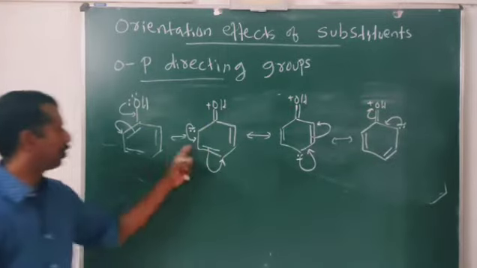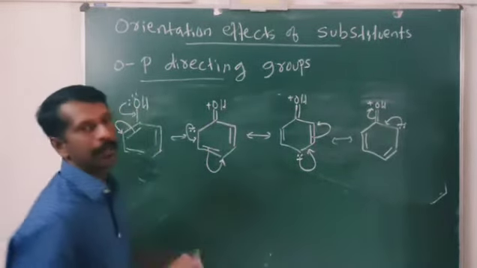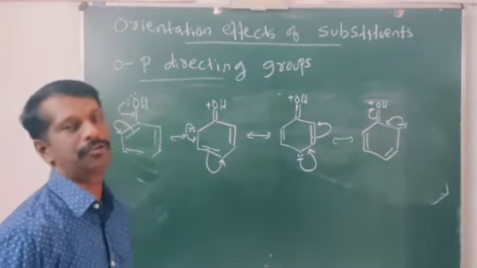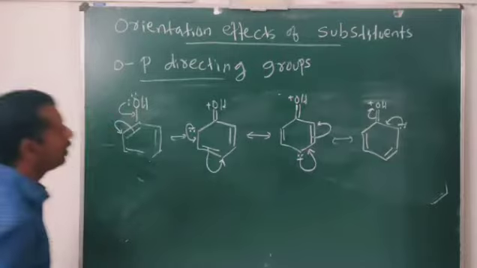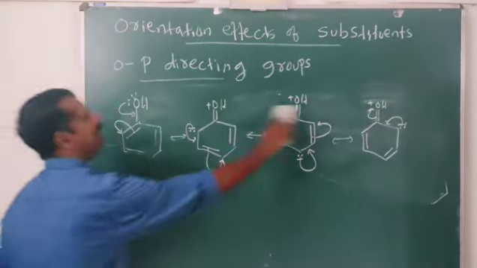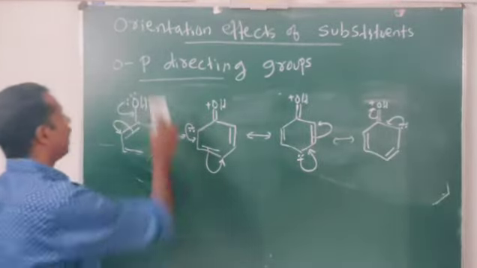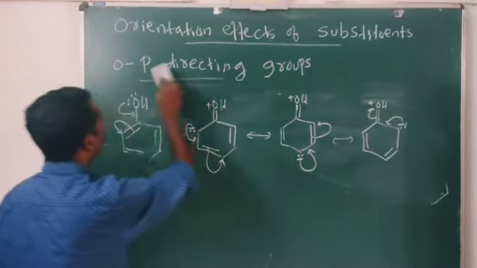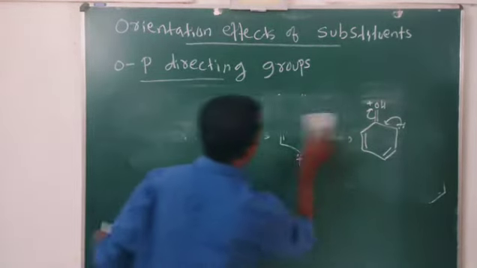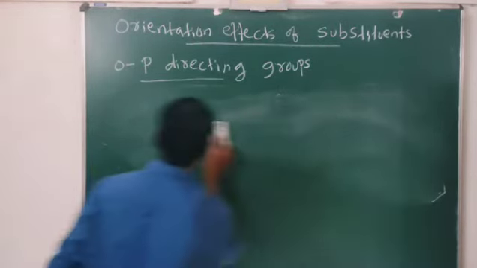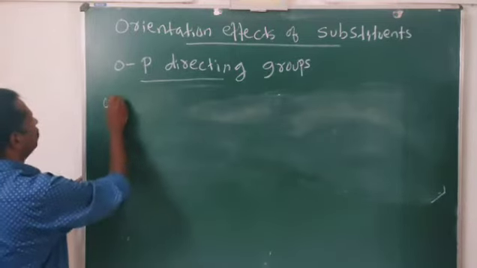Here also you can see that the ortho and para positions are negatively charged because of the plus R effect or plus M effect. Such groups are called activating groups. These are called strongly activating groups, and of course the activating groups are ortho para directing. Now let us consider a weakly activating group.